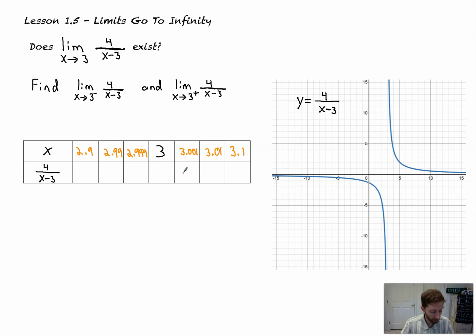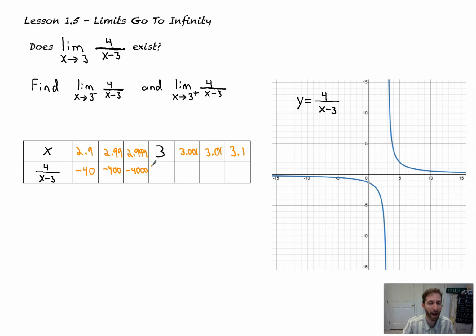Okay, now I've already plugged those numbers into my calculator. You could do the same. 2.9 plugged into 4 over x minus 3 gives me negative 40. 2.99 plugged in gives me negative 400. Here it is, right here. So from there, I plug in 2.999. And that gives me negative 4,000. Ooh, this number's getting really big considering we're not really moving very far in the x direction, but moving very far in the y direction.